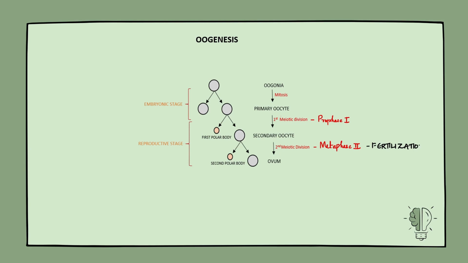So that is about the process of oogenesis. So that's it for the session. This was part 4 where we've learned about the process of oogenesis. In part 5, we'll be covering menstrual cycle.